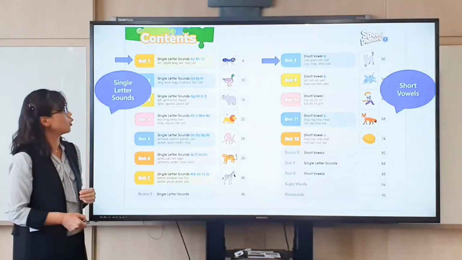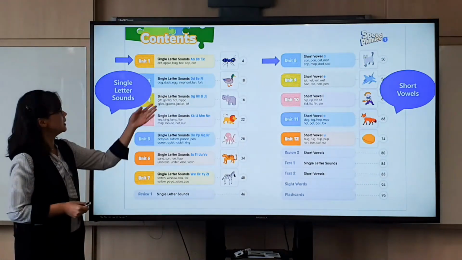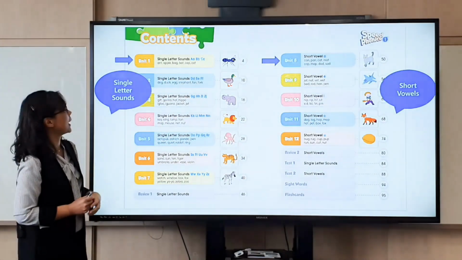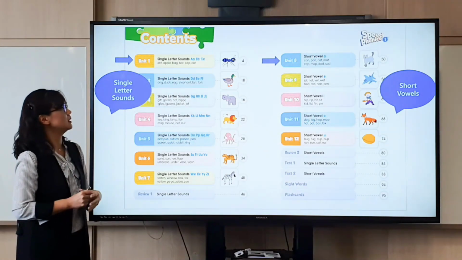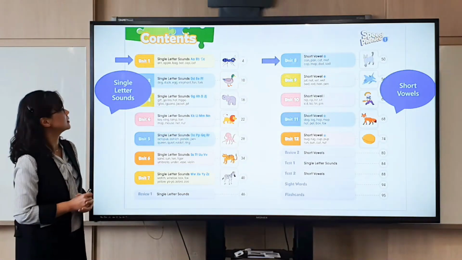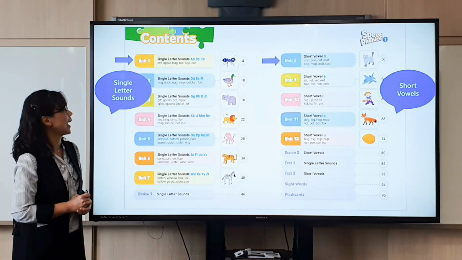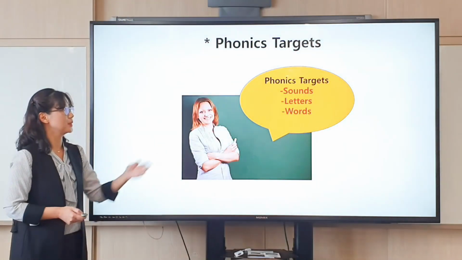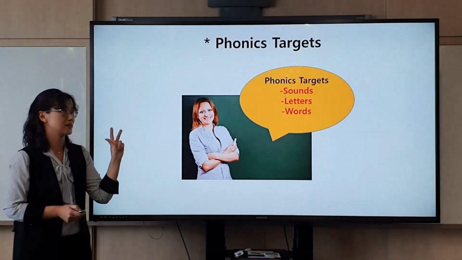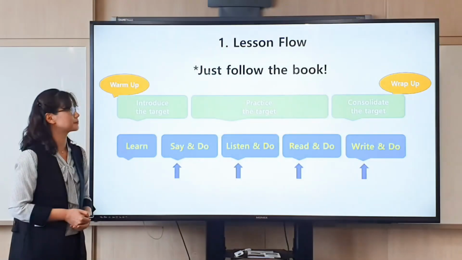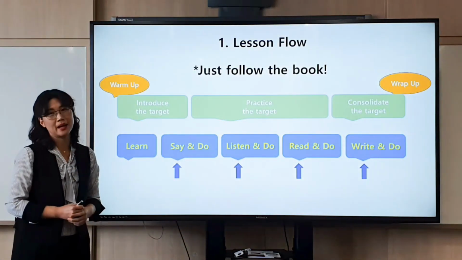If we go back to the previous slide, these are the phonics targets. We have the letters A, B, C, and the sounds A, B, K, and the words ant, apple, bat, cat. Please remember this. Phonics targets, there are 3 things: sounds, letters, and words. So let's talk about lesson flow first.